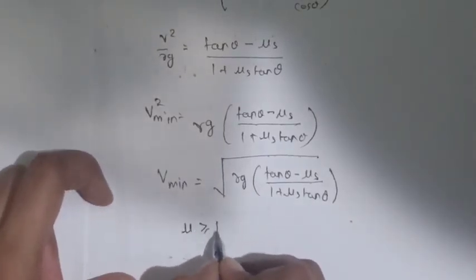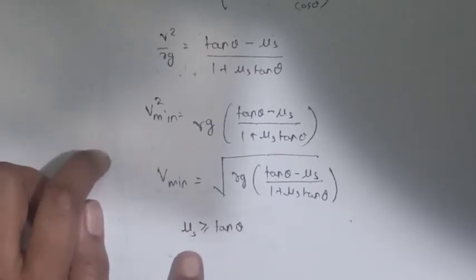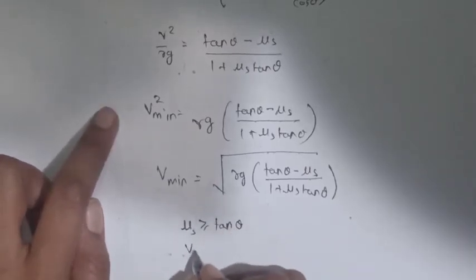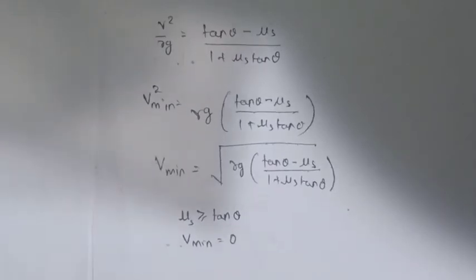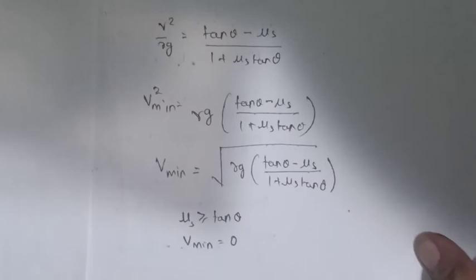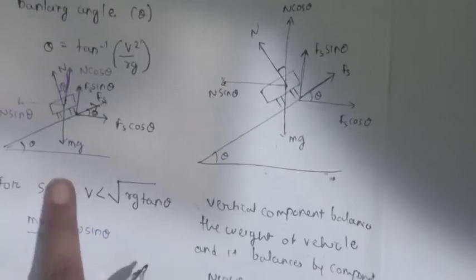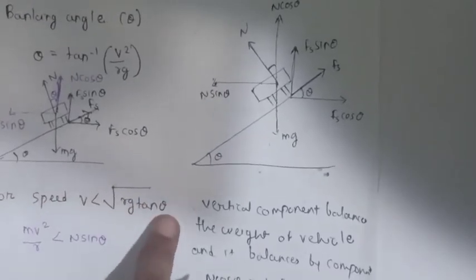For mu greater than or equal to tan theta, you are taking the condition mu s greater than or equal to tan theta, so v min will be 0. This is true for a rough road banked at a small angle. This condition is only true when the surface is rough and the angle of the banked curved road is small. So in this case you have considered that speed will be less than under root rg by tan theta.